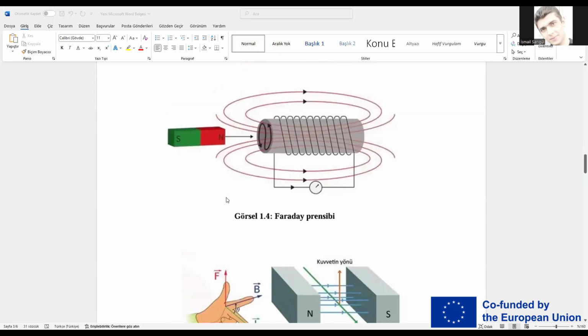The fourth figure shows Faraday's induction principle. Faraday's law states that a change in magnetic flux induces an electromotive force, EMF, in a conductor. This is the basis for both motors and generators. Motors convert electrical energy into mechanical energy, while generators do the opposite.